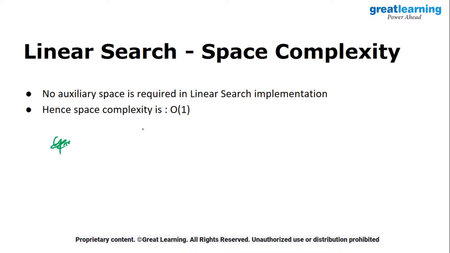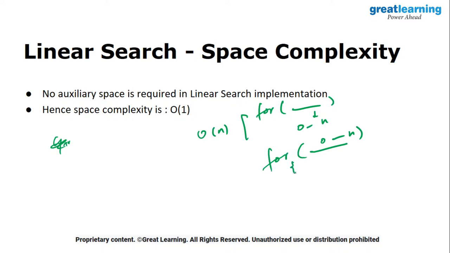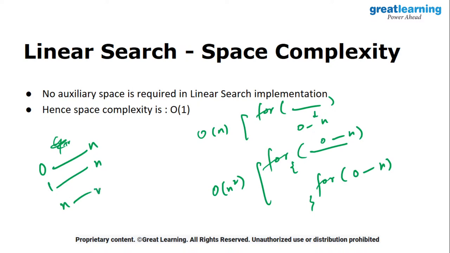So why do we ignore constants? Let's suppose you have one program. In this program, you have a for loop that is traversed n times, from 0 to n. So the time complexity will be n. In that same program, you have another for loop traversing from 0 to n, and there is a nested situation wherein you are again traversing from 0 to n. In this case, what will be the time complexity? It will be order of n square. Why? Because this is a nested condition. For every 0 you are traversing n times, for 1 you are traversing n times, for n you will be traversing n times. So you have a time complexity of big O of n square.